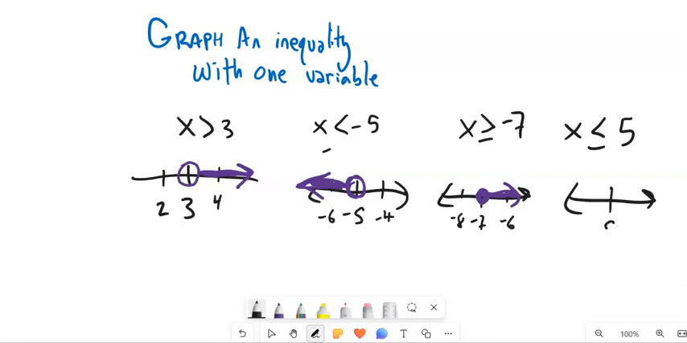Similarly, with this one with the 5, 6 would be here, 4 would be here. X is less than or equal to 5. So close up the circle. The boundary is part of the solution, and x is less than, so it's everything to the left of 5, including 5.